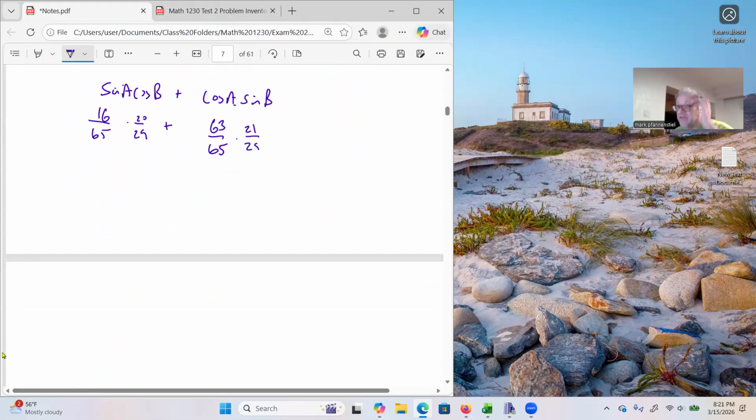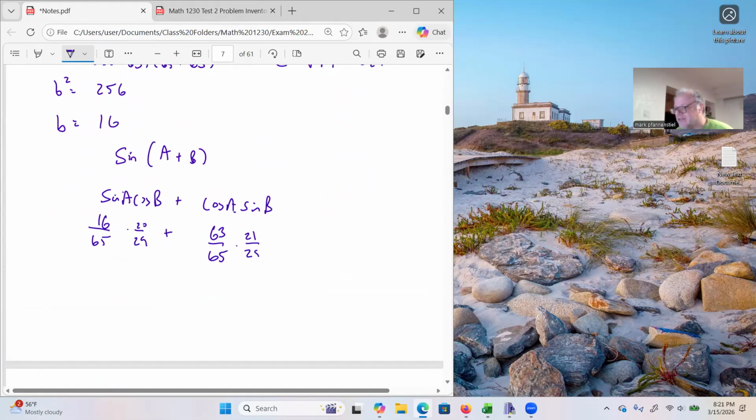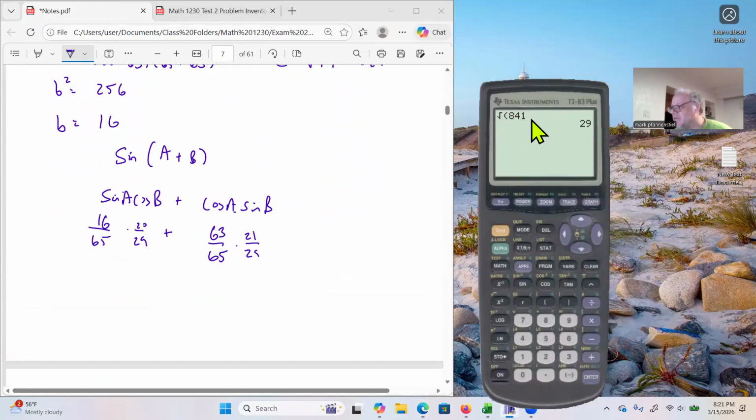And then we're going to go ahead and figure this thing out. I need 16 times 20, which looks like it's going to be 320, but let's double check it. 16 times 20 equals 320. I'm going to hold that off to the side. 63 times 21 equals 1323. Notice that the denominators for both of these fractions are 65 times 29, so we don't have to worry about doing that twice. That's going to be easy. And then here we go, it's 1885.